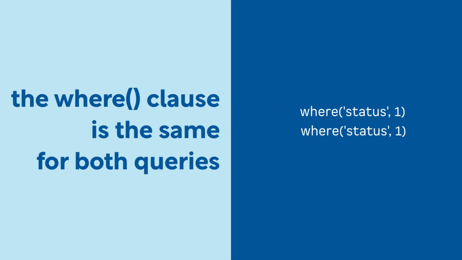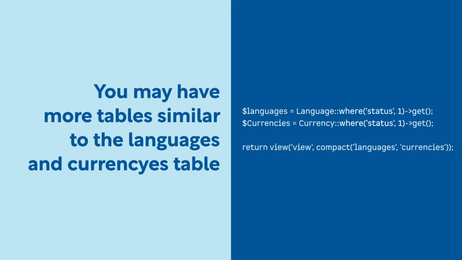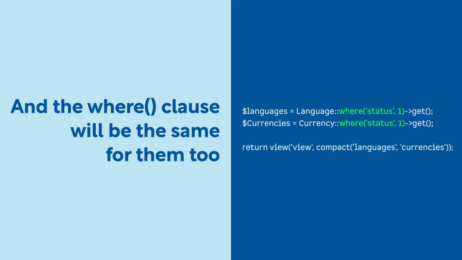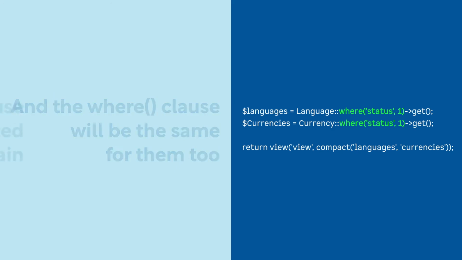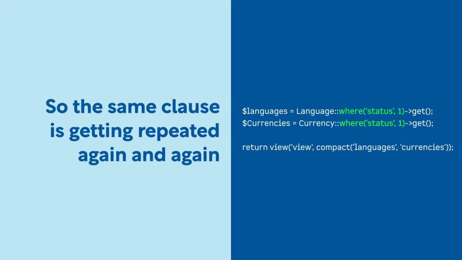queries. You may have more tables similar to the languages and currencies table. And the where clause will be the same for them too. So the same clause is getting repeated again and again. So, how do we make this better?